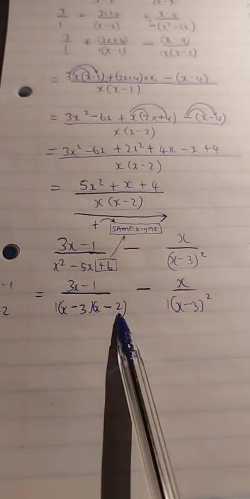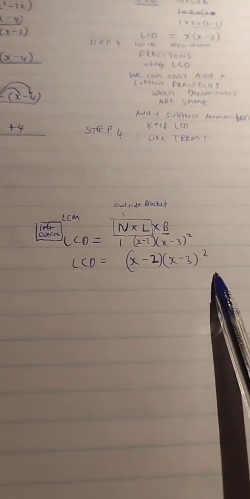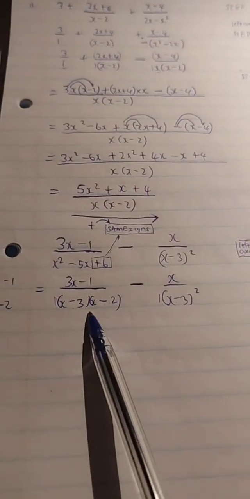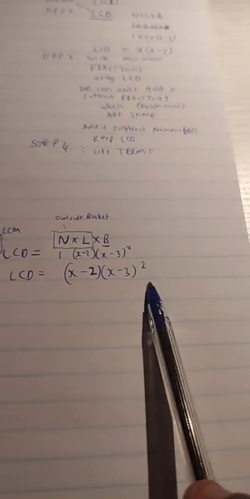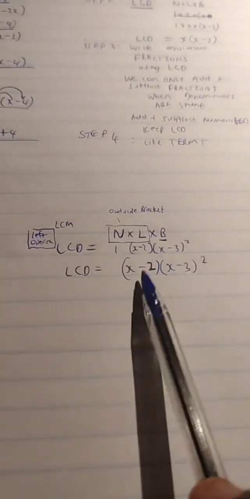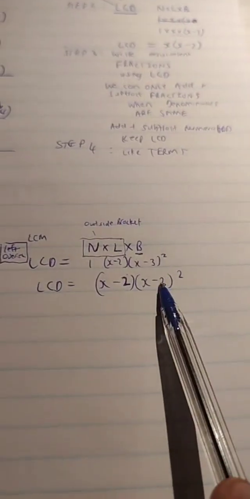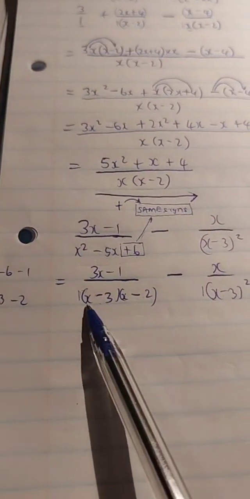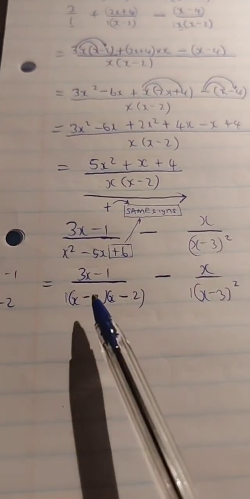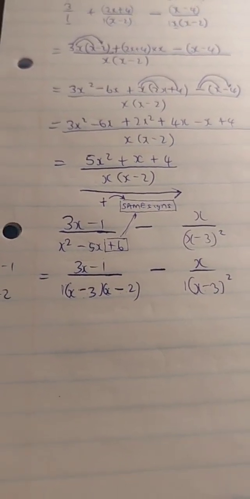I want this denominator to become like this LCD. So I'm asking now, who is missing from this denominator in order for it to become like this? So x minus 2 is there. x minus 3 is there. But there are 2 of the x minus 3 here, and I have 1. So that means I am missing what? 1 x minus 3 is missing.